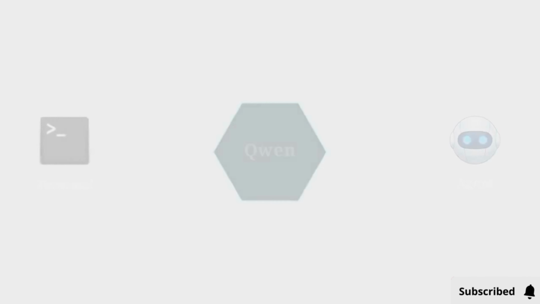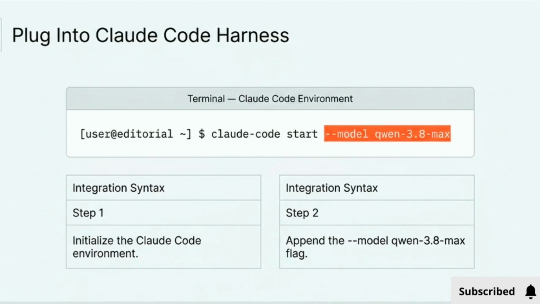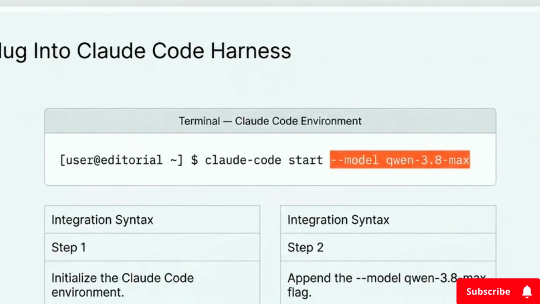Now that we have our UI components, we will connect Qwen to a third-party coding harness via the terminal to drive an autonomous agent. This terminal window shows the startup command for the Claude code harness. Type the start command and make sure you append the exact flag --model Qwen 3.8 Max to avoid routing errors.